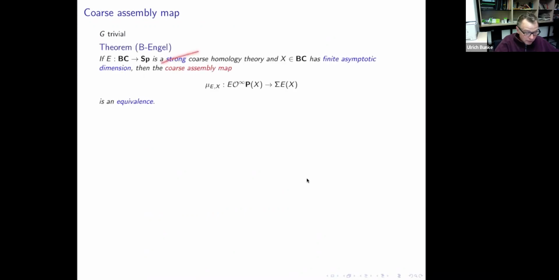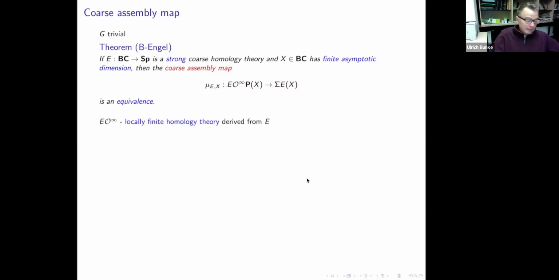And so the general theorem is: if E is any coarse homology theory which is in addition strong, so strong is one of these additional properties listed on the previous slide, and the bornological coarse space has finite asymptotic dimension, then the coarse assembly map here is an equivalence. So let me explain what the symbols in this equation mean, because it's maybe not the coarse assembly map you may know.